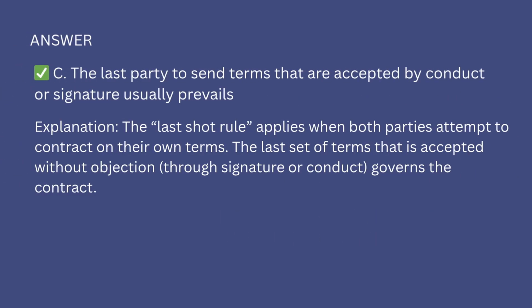The answer is C. The last party to send terms that are accepted by conduct or signature usually prevails. Explanation: the last shot rule applies when both parties attempt to contract on their own terms. The last set of terms that is accepted without objection, through signature or conduct, governs the contract.